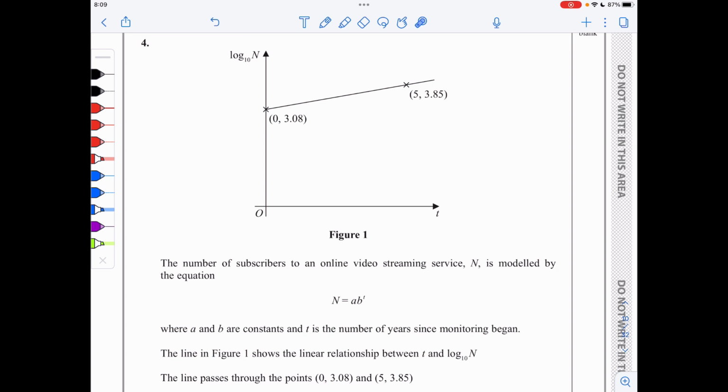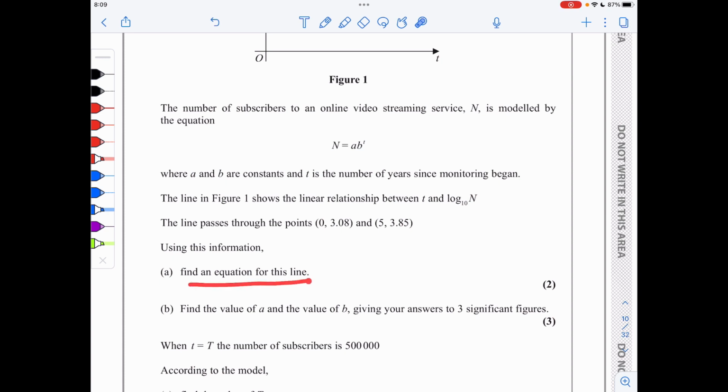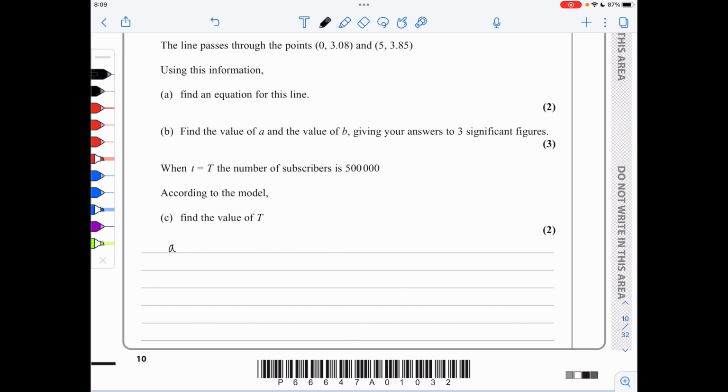In 4, we're given the graph of log n base 10 against t. We are told that we pass through these 2 points, and we need to start off by finding the equation for this line. So I will actually start by finding the gradient, which is y2 minus y1 over x2 minus x1. So it's going to be 3.85 minus 3.08 over 5 minus 0. This gives an answer of 0.154. We can see that the y-intercept, the cut on the y-axis, is 3.08.